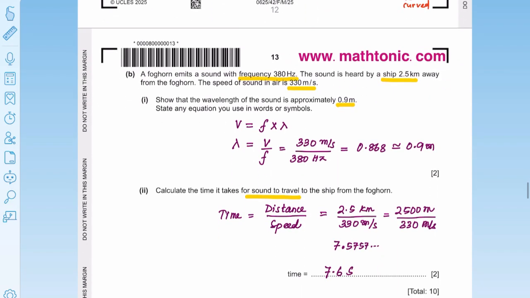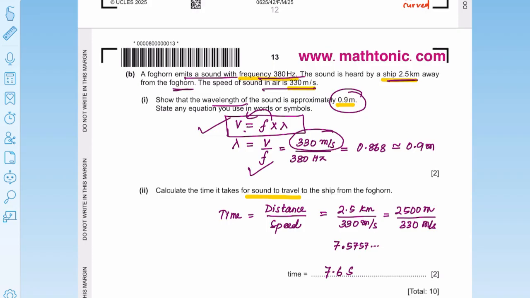Okay, next, a foghorn emits a sound with frequency 380 Hz. The sound is heard by a ship that is 2.5 kilometer away from the foghorn. The speed of sound is given as 330 meter per second. We need to find the wavelength. The formula is v = fλ, and if you rearrange it, λ = v/f. Velocity of sound is 330 meter per second, frequency is 380 Hz. When you type it in the calculator, you get 0.868, and to two significant figures, 0.87 meter. Please write down the unit of this wavelength, which is distance, the meter.